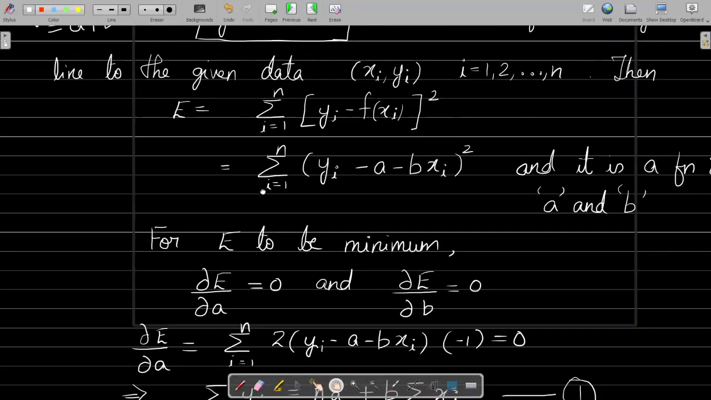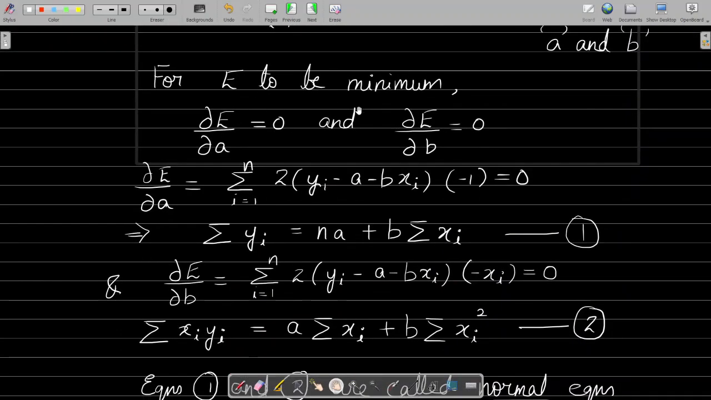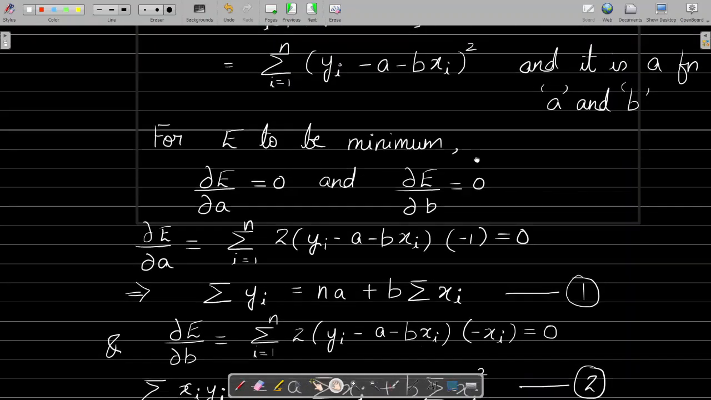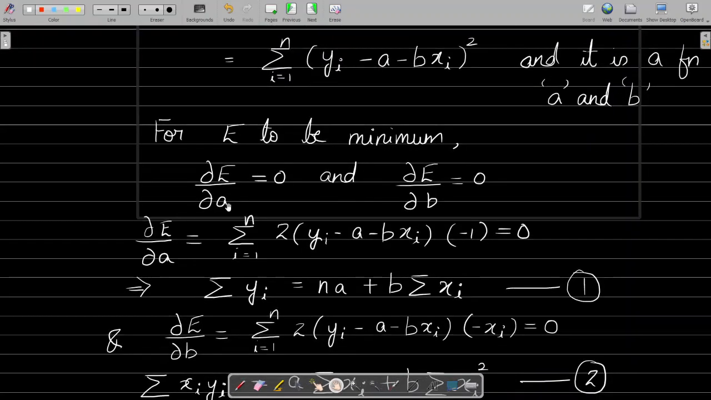So according to the principle that we discussed, its first derivatives should be 0. So for e to be minimum, dou e by dou a should be 0 and dou e by dou b should be equal to 0. So when I'm differentiating it with respect to a, I can treat all the other quantities as constants. So what is the derivative of this term? You have some term the whole square, so the derivative will be 2 times yi minus a minus b into xi into dou by dou a of this term.